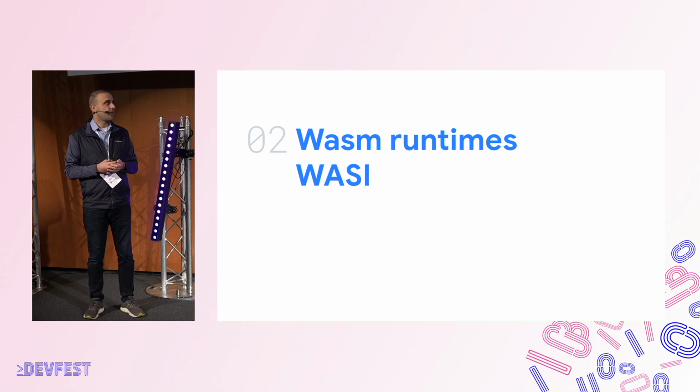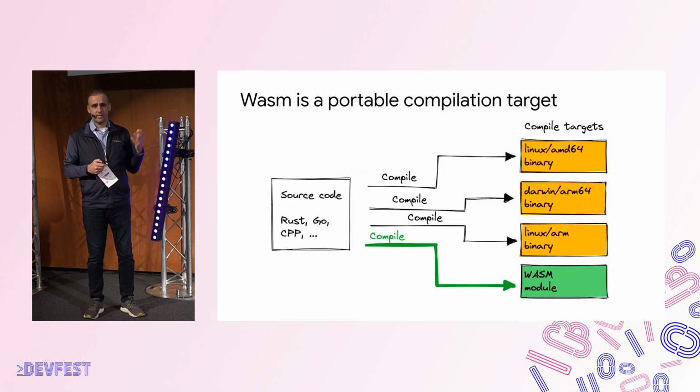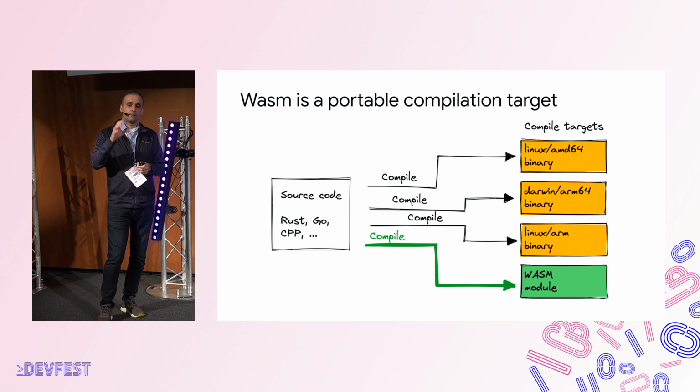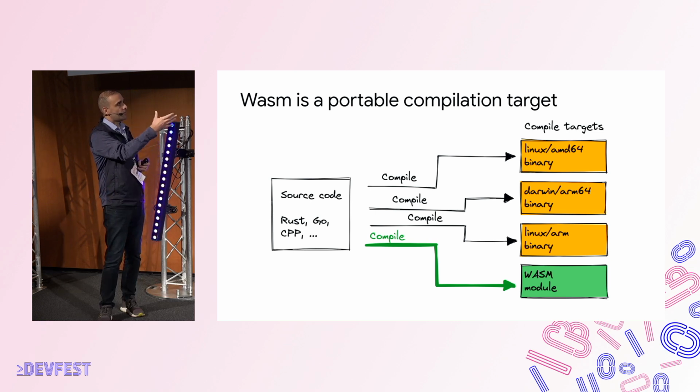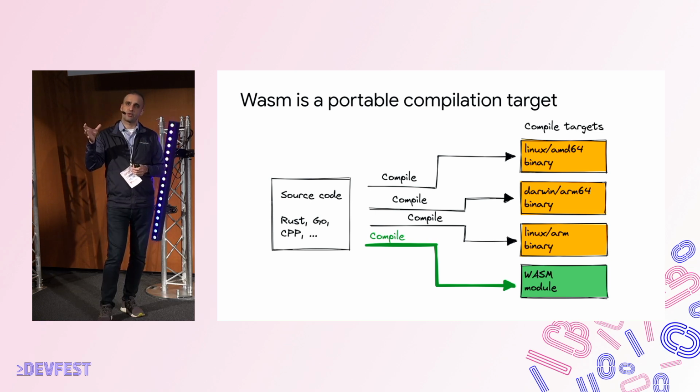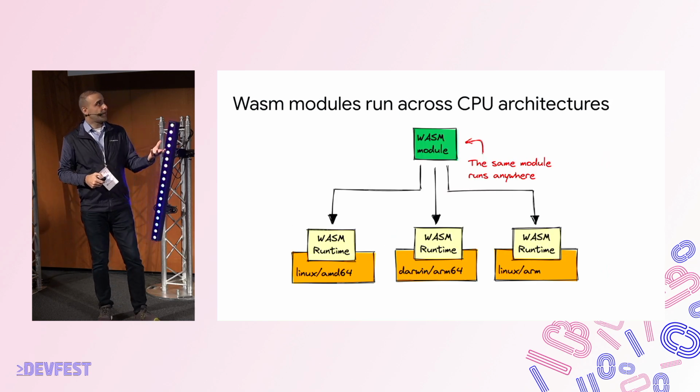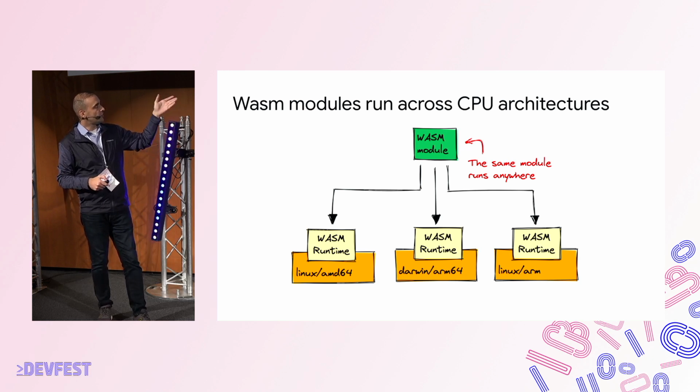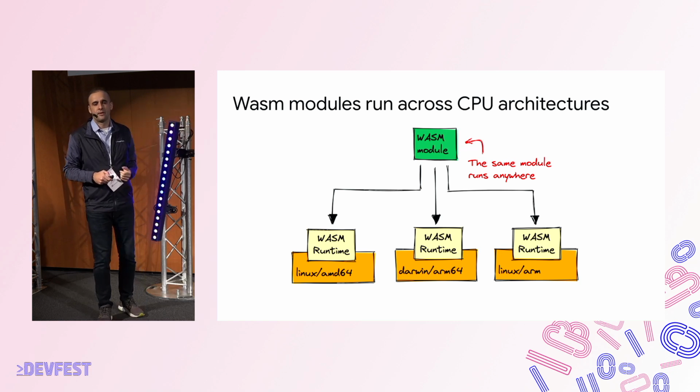So, WASM runtimes and the WASI project. As I mentioned already, normally you take your source code and compile to the architecture that you want. But in the WebAssembly world, you just compile to a WASM module. So you don't have to think about the architecture. It's just a single module for all architectures. Then you take this WASM module, and you run it wherever you want. All you need is a WASM runtime installed on those architectures, and a module compiled on one architecture can run on another architecture because of the runtime that you have.